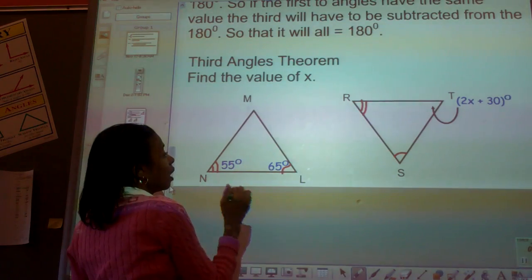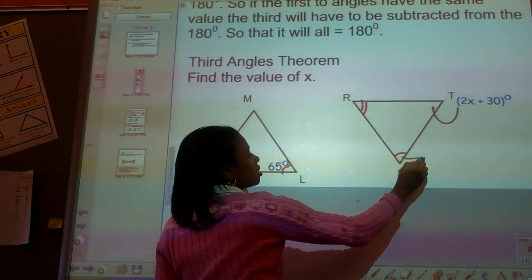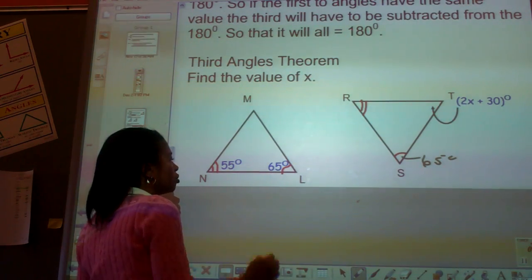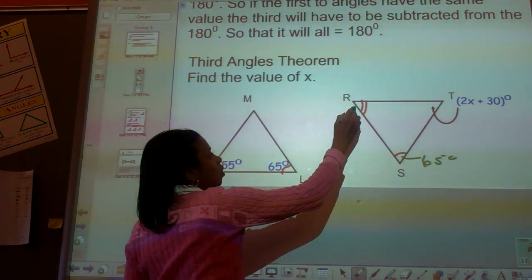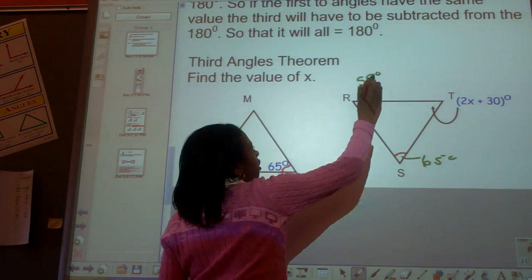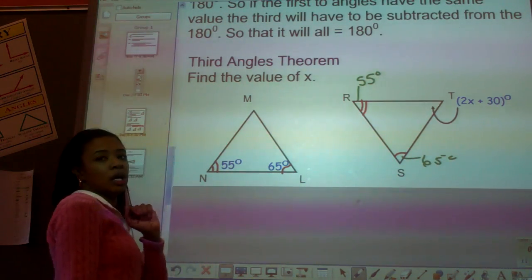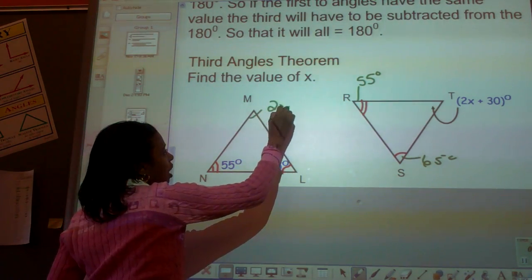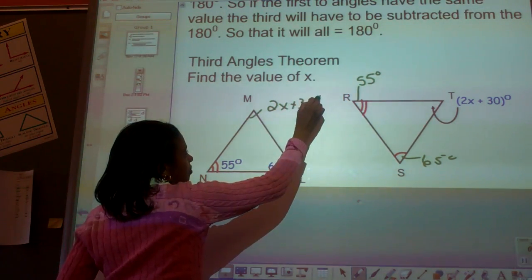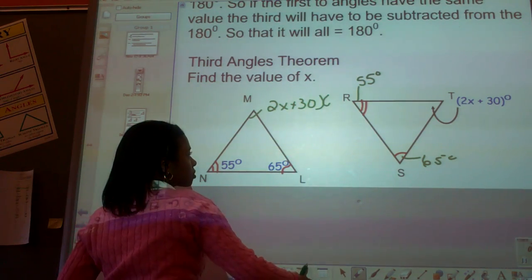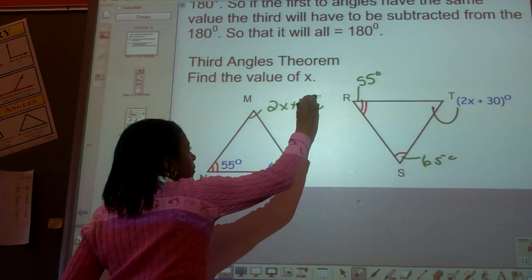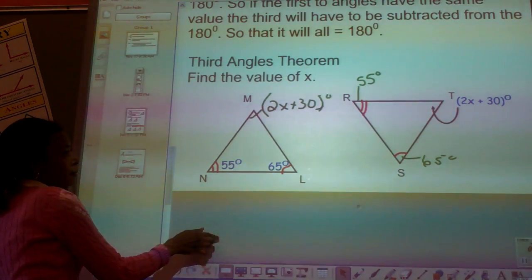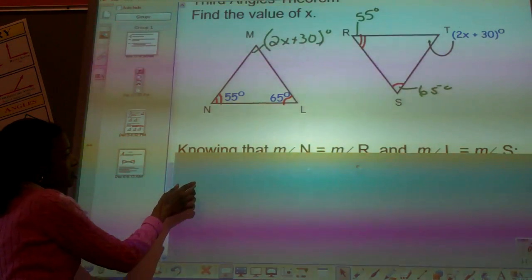I know that angle S is going to be 65 degrees because it corresponds to angle L, and it's the same measure. And angle R is also going to be 55 degrees because it corresponds to angle N here. Okay? That also means that M is 2x plus 30 degrees. That's just us starting it and setting this up.